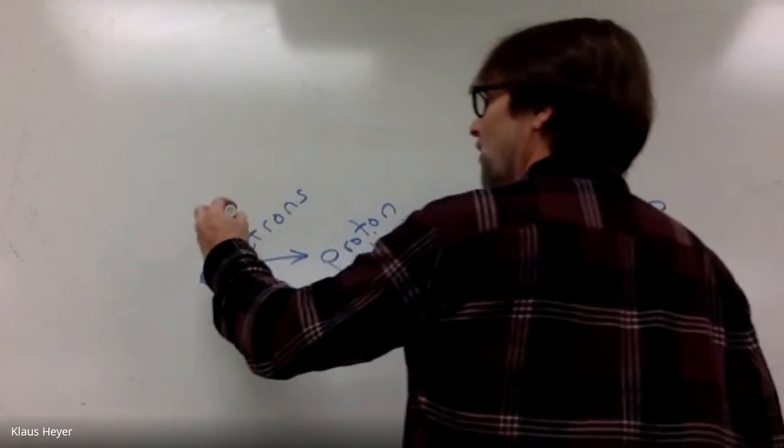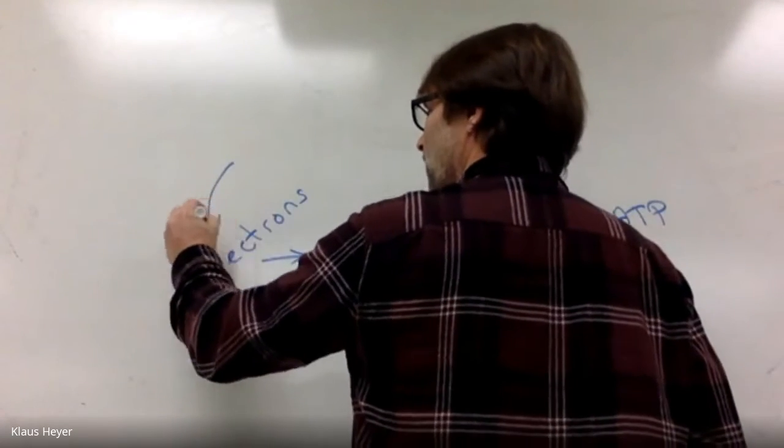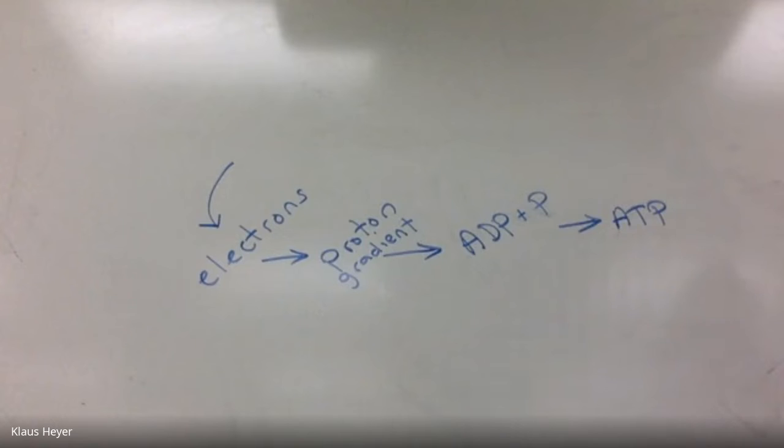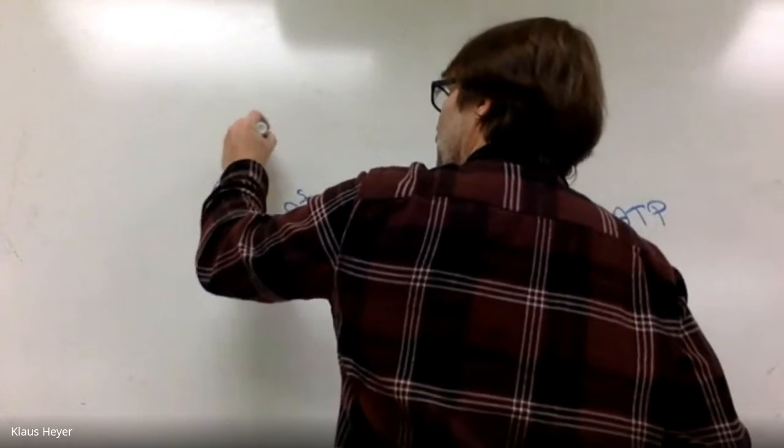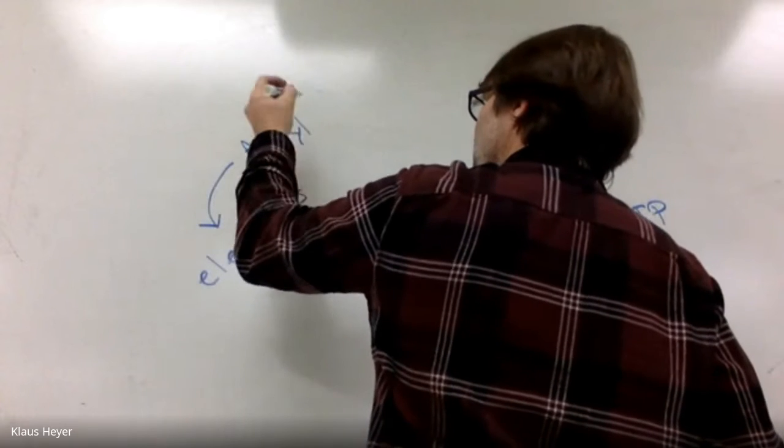Where were those electrons before they were harvested? They were in this molecule called acetyl-CoA. Go back to the Krebs cycle here.